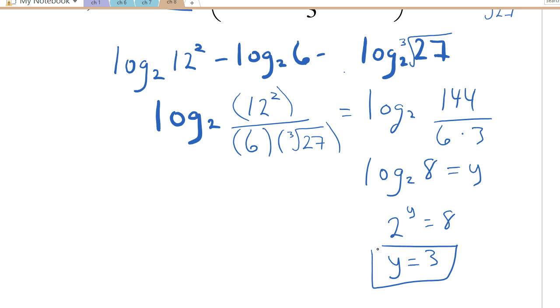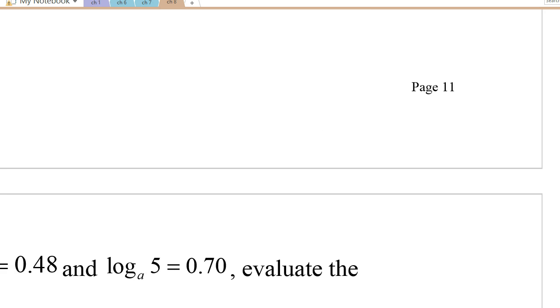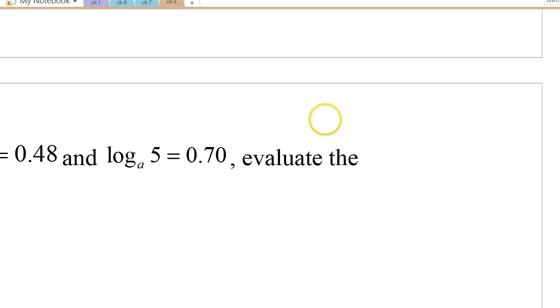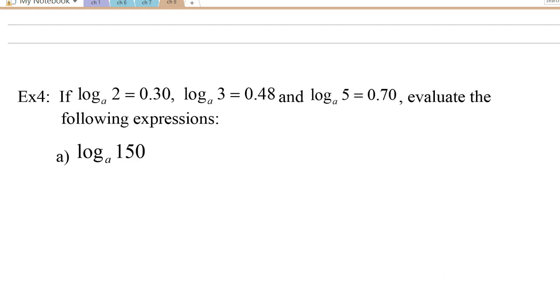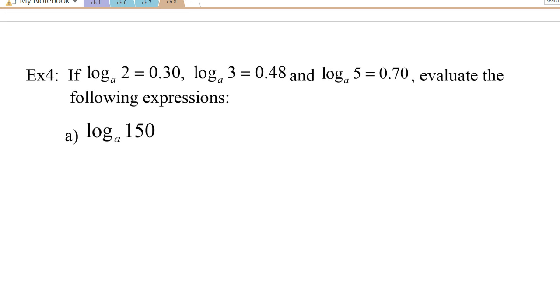Okay. Let's see, do we have one more page to do here? Yeah. So the next one is example 4. Oh, I gotta make things a bit smaller here. Now we're going to be given 3 logs. So here's our first one, our second one, and our third one. So they actually tell us what the values are. We don't know what the base is. That's interesting. It says now evaluate the following expressions.